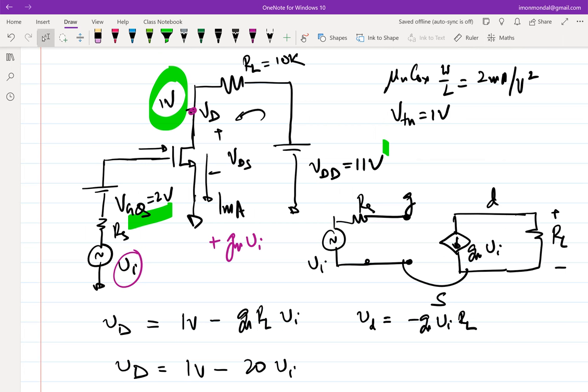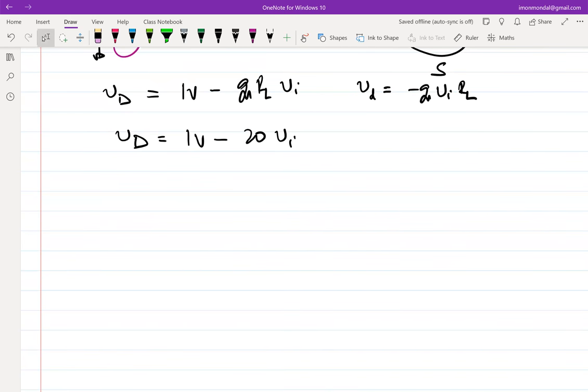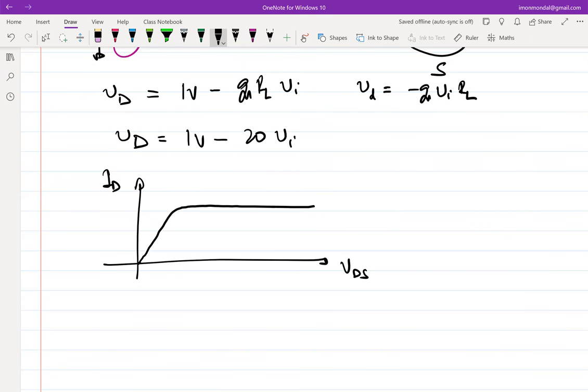Right, so graphically, what am I saying? Graphically, this is what is happening. If this is the ID versus VDS plot, a transistor's characteristics are like this, and this is my VGSQ minus threshold voltage, which in our case is equal to 1 volt, right? But if I bias my VDS at 1 volt, which essentially means that my operating point is here, right?